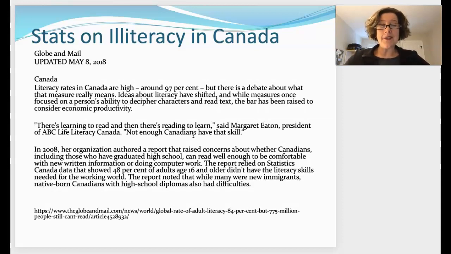So now we're looking at different numbers, right? That 97% isn't quite so shiny as it used to be. The report noted that while many were new immigrants, native-born Canadians with high school diplomas also had difficulties. So think back to Cleo. She had a high school diploma, and yet she could not read.